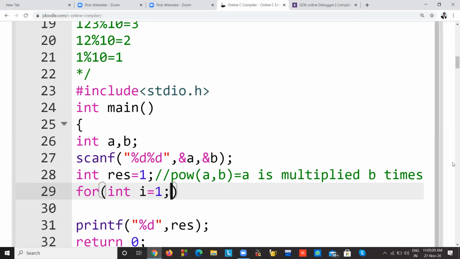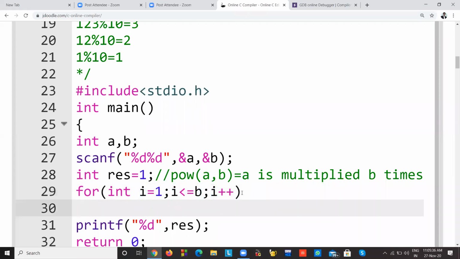The loop should repeat how many times? b times. Therefore i less than or equal to b, i plus plus. What is the value of i here? 1. Assume that b is 3. 1 less than or equal to 3 is correct, so the body of the loop is executed. Then i gets incremented and becomes 2. 2 less than or equal to 3, true, so the body of the loop executes again. Hope you know about looping, right?